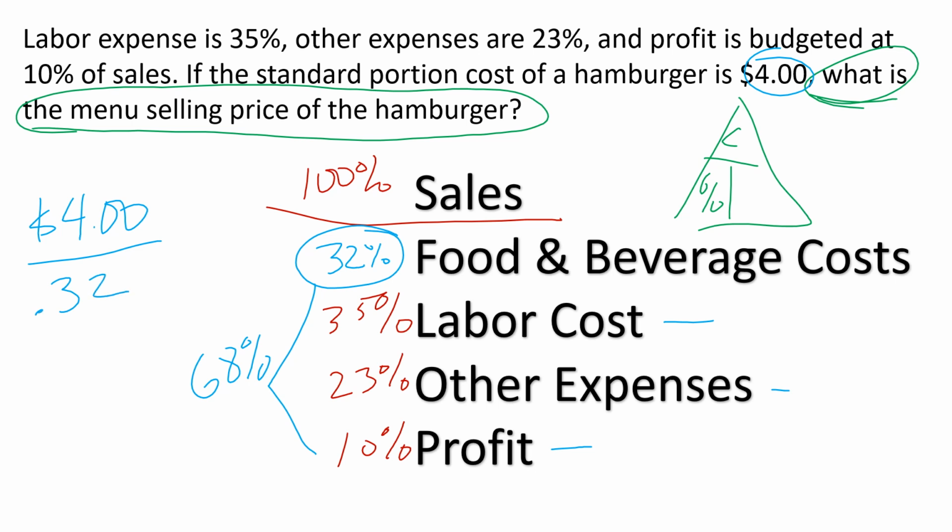Remember, we're going to divide by 0.32, converting it back to a decimal by moving that decimal over two spaces to the left, removing that percentage, and we get $4 divided by 0.32. And when we do our calculations, we end up with a menu selling price of $12.50. $12.50 is our menu price for that hamburger. Taking all those costs from that standardized recipe and applying that average food cost percentage, we get $12.50.